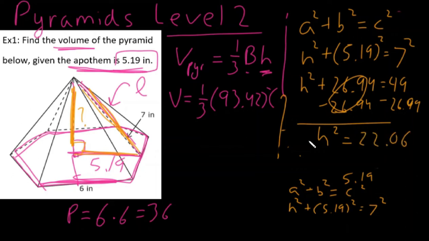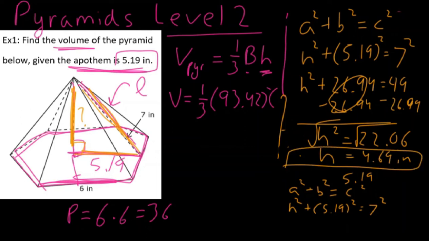Now from here we know that in order to get rid of a square, we have to take the square root of both sides. And of course h will equal the square root of 22.06, which will give us 4.69. And of course in this case, inches. Now that is our height.